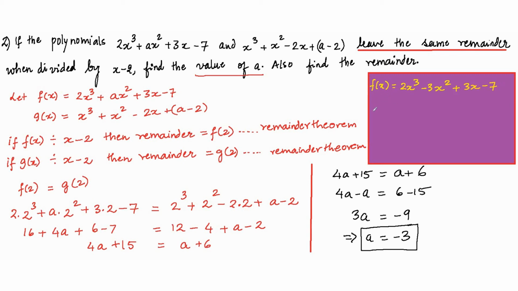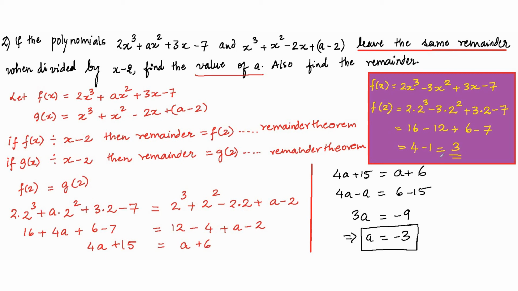And I know that when I divide it by x minus 2, the remainder is going to be f of 2, which is 2 into 2 cube minus 3 into 2 square plus 3 into 2 minus 7. So that's going to be 16 minus, 2 square is 4, 3 4s are 12, plus 6 minus 7. Now let's find this value. 16 minus 12 is 4 and 6 minus 7 is minus 1. And therefore the remainder is going to be 3, right?